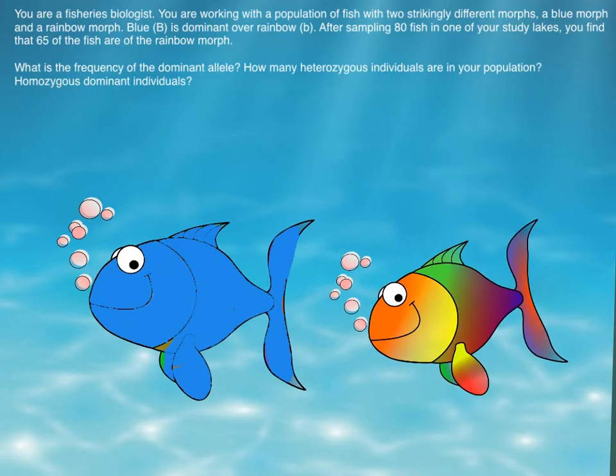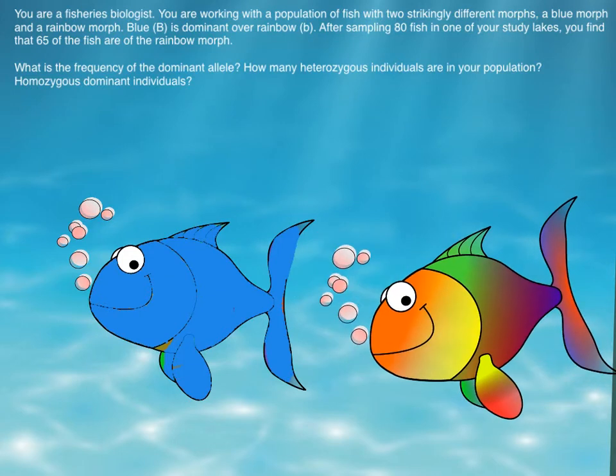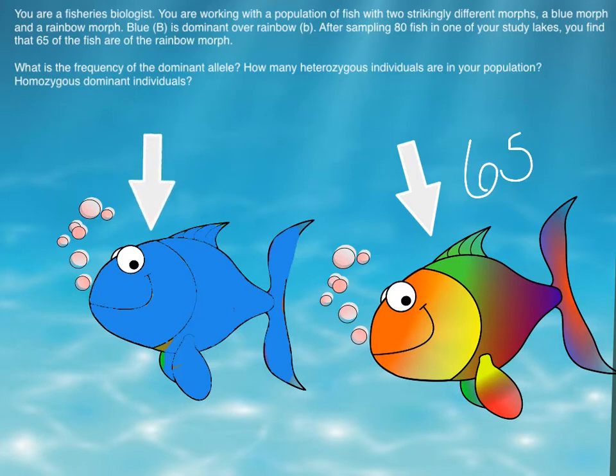So you have been studying these fish in a few different lakes, and in one of your study lakes, you've sampled 80 fish. And what you find is that of those 80 fish, 65 are of the rainbow morph. So if you know that 65 of your fish are of the rainbow morph, what then does it tell you about how many fish you have in the blue morph? You should be able to figure that out pretty quickly in your head and deduce that you have 15 of the blue morph fish in your population.